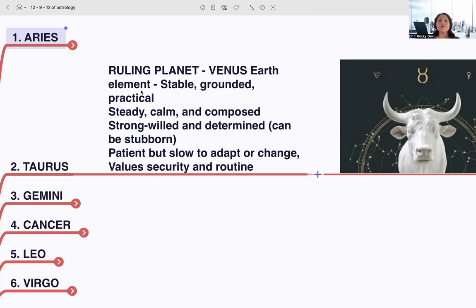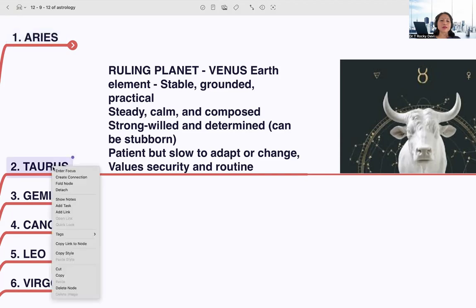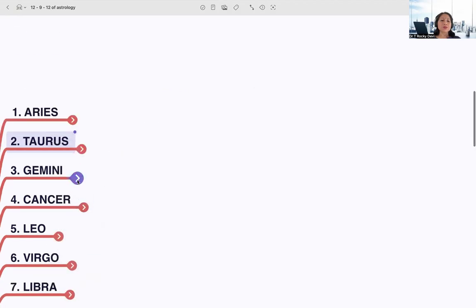Sometimes Taurus can be stubborn in what they think and what they want to do. They are very patient but slow to adapt or change, and they value security as well as a routine job. Taurus are able to do routine jobs also. This is about the Taurus character, and the next one we'll see is Gemini.